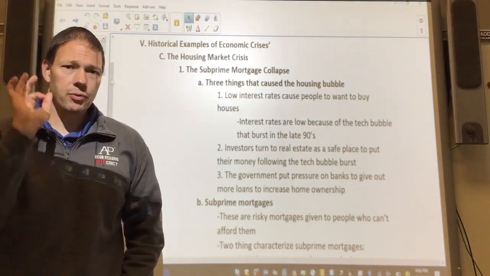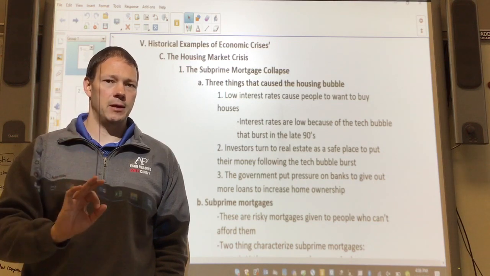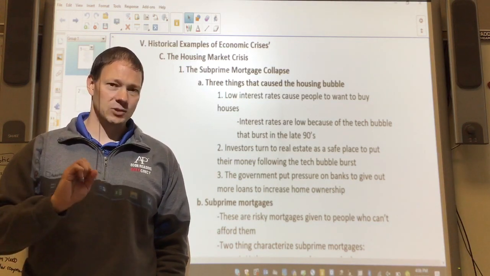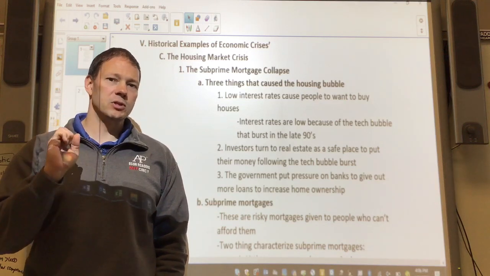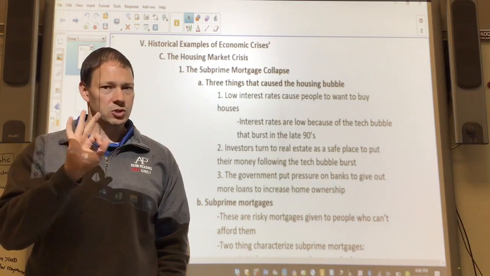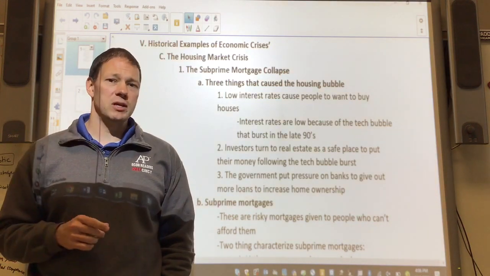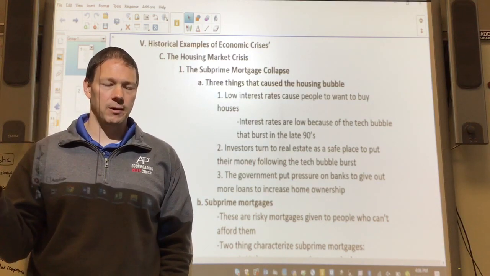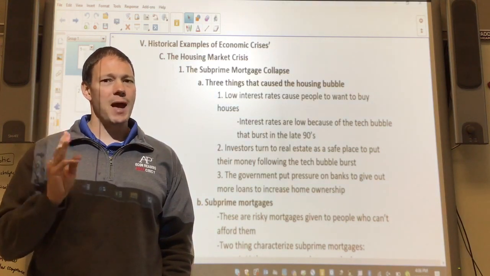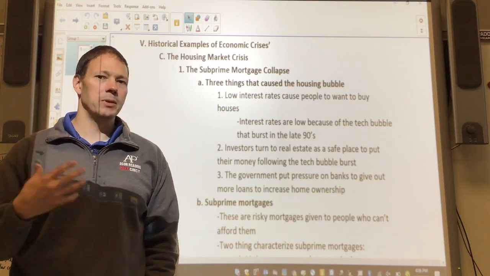Three things caused a huge increase in demand in housing in the early 2000s. Why was there such a huge increase in demand for housing in the early 2000s? Three things. And I would say that if one of these three things had happened, we wouldn't have felt anything. If two of them had happened, it probably still wouldn't have been that big a deal. All three happening together creates this perfect storm for the housing bubble that's going to be created.